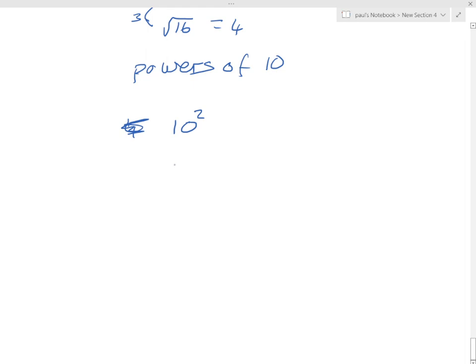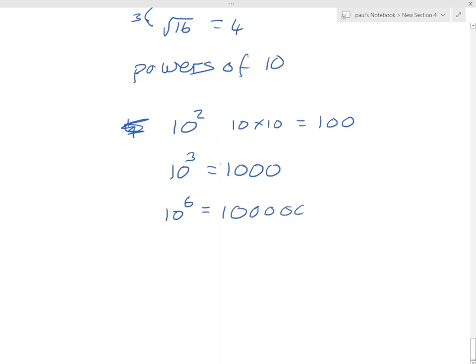10 squared is 10 times 10, which equals 100. The little number 2 there translates into 2 zeros. So 10 to the 3 will be 1 followed by 3 zeros. 10 to the 6 will be 1 followed by 6 zeros. That's all powers of 10 is. Okay, that's the end of that lesson.